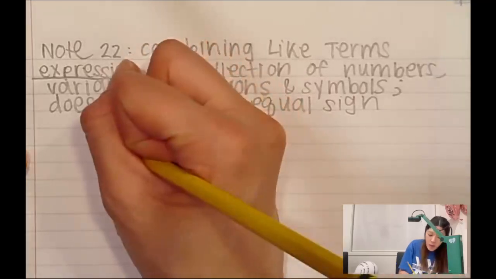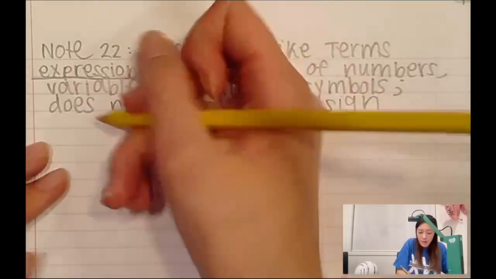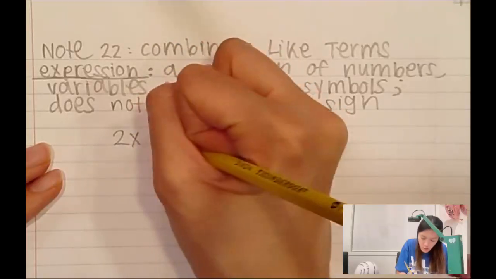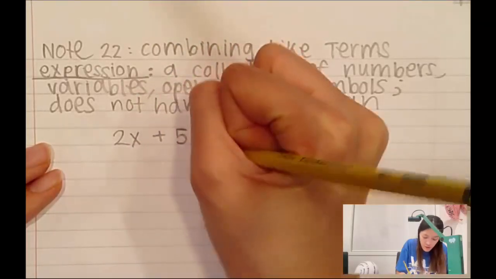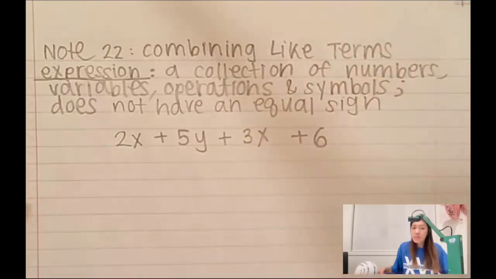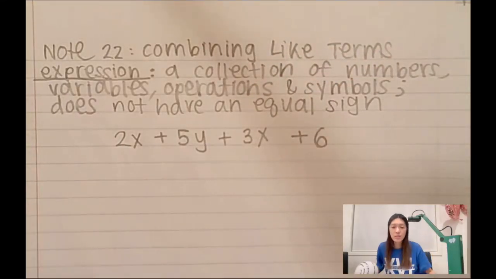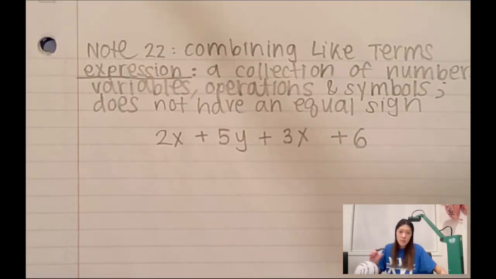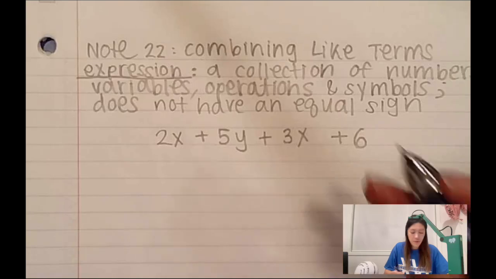Okay, so I'm going to write an expression below. I'm going to skip a line and I will go ahead and write it kind of large. So we have 2x plus 5y plus 3x plus 6. And using this expression, we're going to just define a few terms. So I'm going to take 4 different colors.